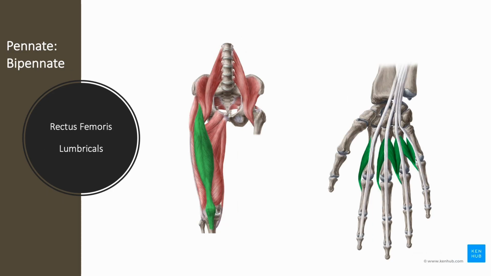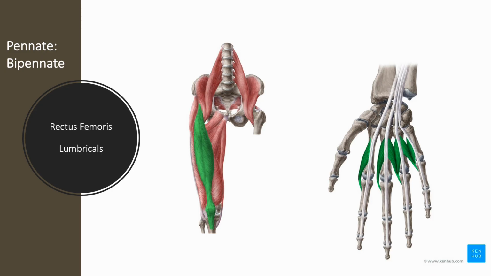Okay, moving right along, we're looking at the bipinnate muscles. And if the last ones were one-sided feathers, these are full feathers. Think of a classic quill pen. You have a central tendon running right down the middle, and the muscle fibers angle into it from both sides.